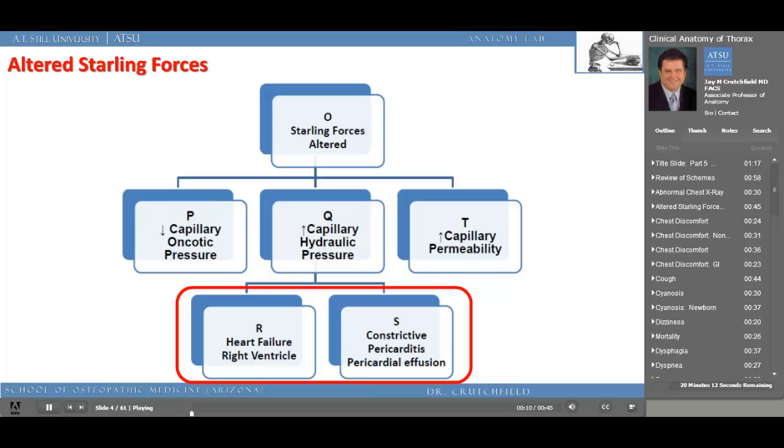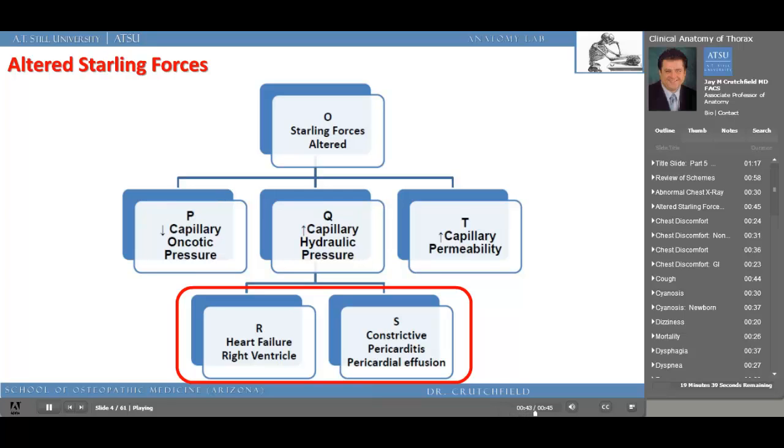Heart failure, right ventricular failure, constrictive pericarditis, and a pericardial effusion are all pathological conditions related to the mediastinum, to the heart, and to the pericardial sac. Altered Starling forces can occur because of increased capillary permeability, decreased capillary oncotic pressure, or increased capillary hydraulic pressure. It's all related, and you'll need to understand the anatomy of the thoracic cavity and the mediastinal cavities in order to understand the altered Starling forces that can occur.